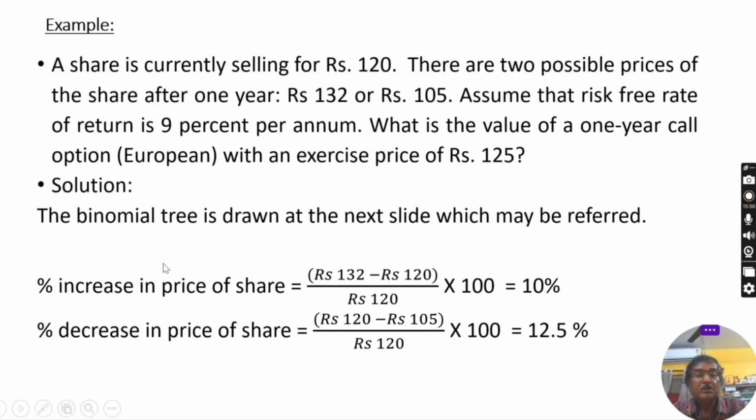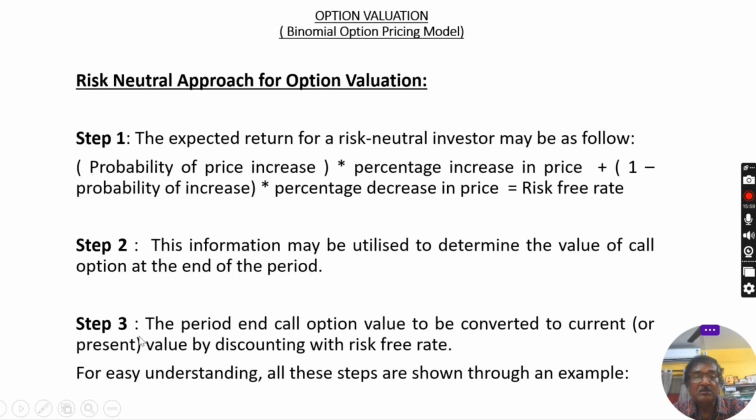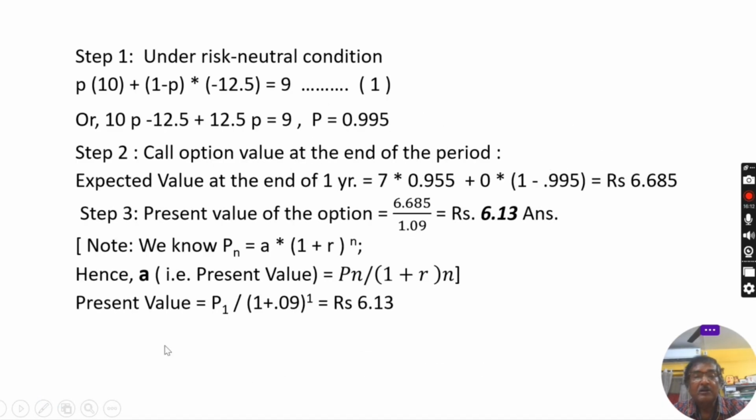Okay. So this was step 2, and the last step, step 3: the period-end call option value is to be converted to current or present value by discounting with the risk-free rate. The third step I have discussed. This is step 3. In this way, you can solve to find out the value of the call option.